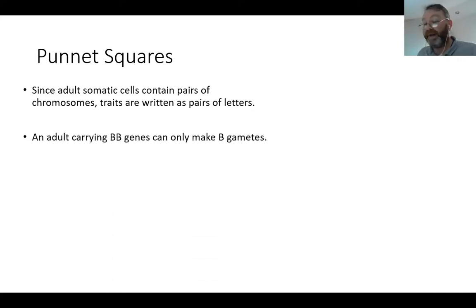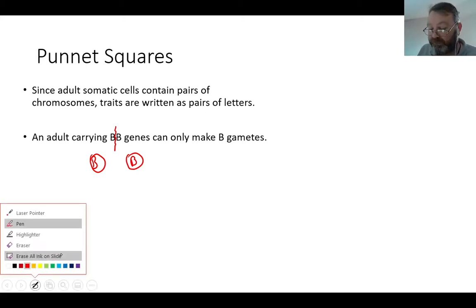So therefore, an adult carrying BB genes can only make B gametes. Now think about that, okay? If you're carrying 2 dominant B genes, you're going to have brown eyes. Now, when those chromosomes halve, what does that mean? You can only produce capital B genes. So if you halve this, what's the possibility? You'll get a B gene in this gamete, and a B gene in that gamete. So therefore BB can only make B gametes, okay? And I'll demonstrate that up here in this picture.